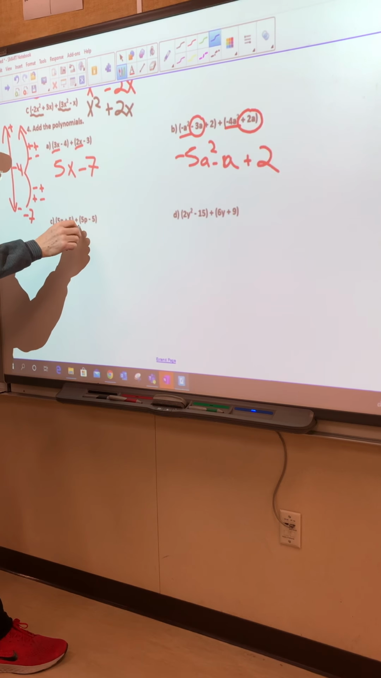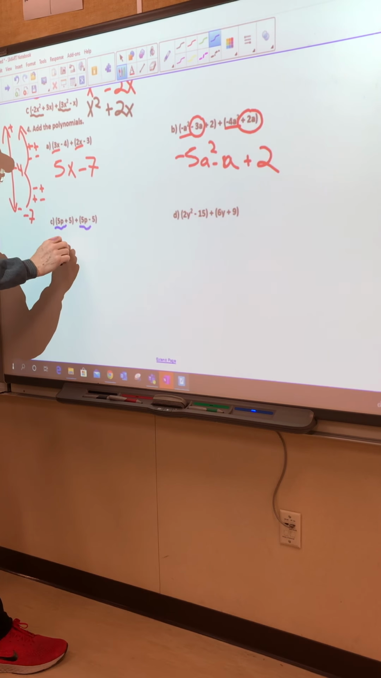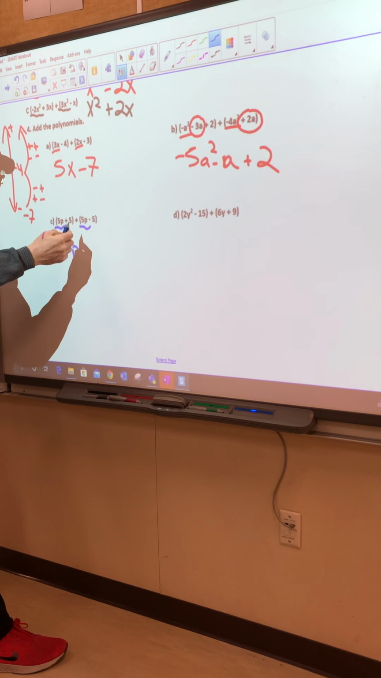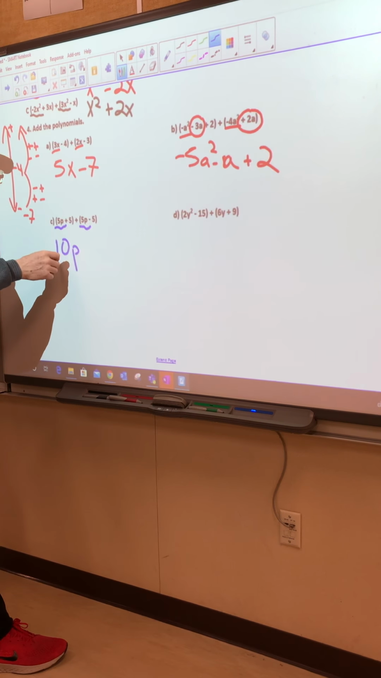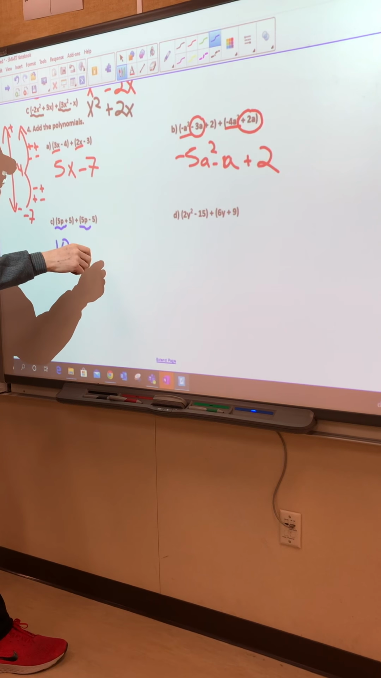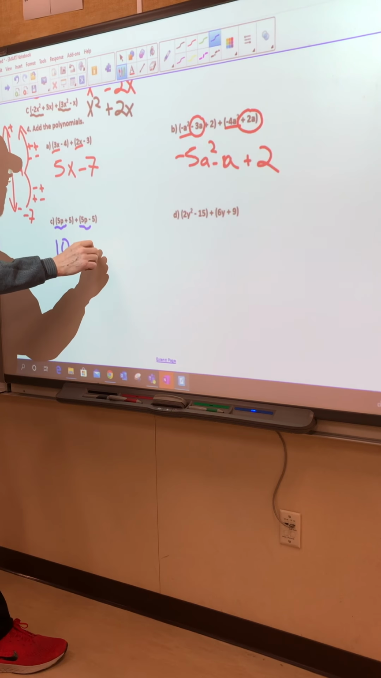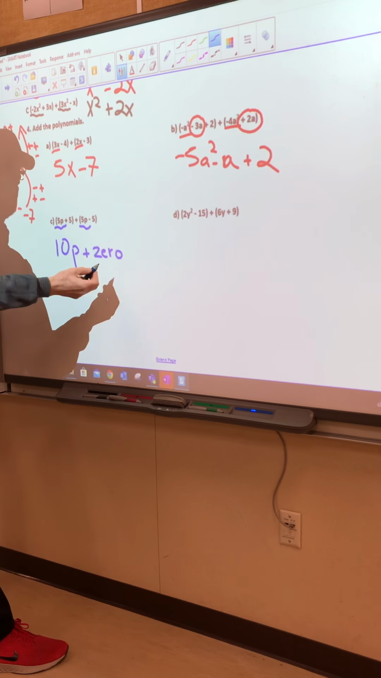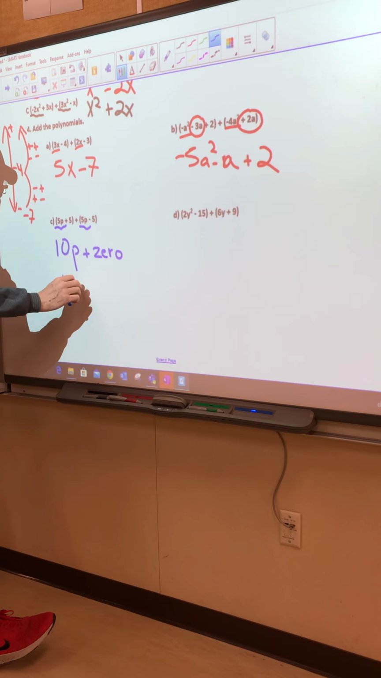5p plus 5p, 10p. The constant 5, add negative 5, 0, right? So it's 10p plus 0. Do we have to put the 0? Plus 0, right? So it's just 10p.